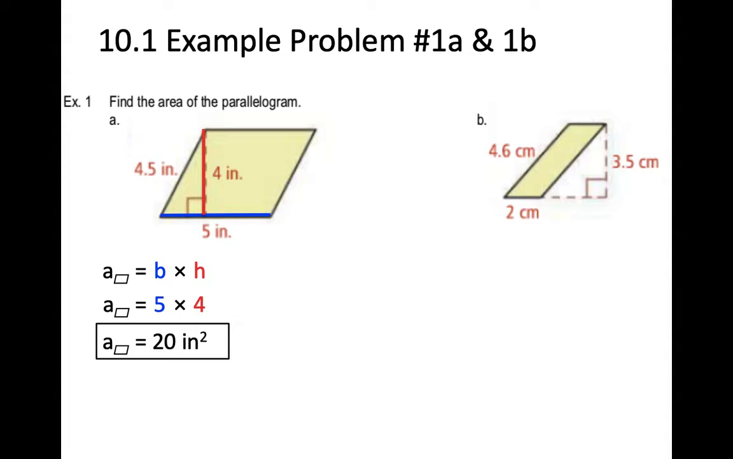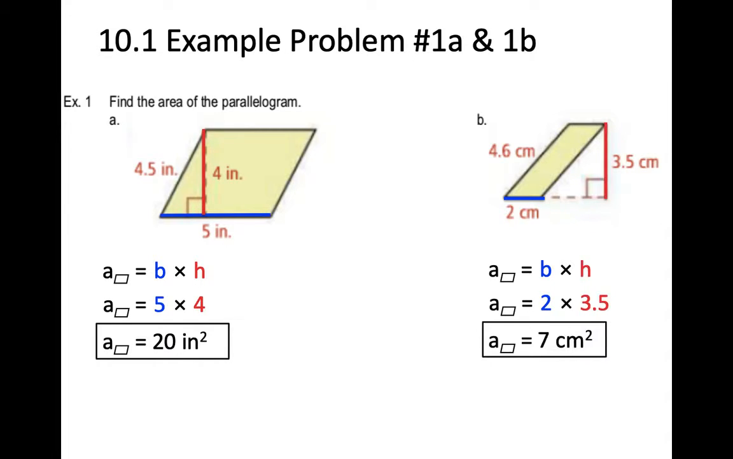For this 1b, once again I have a base. In this case the base is 2, and the height is the line that is perpendicular to the line containing the base, and that would be in this case 3.5. Multiply those together and I get 7, and the units would be square centimeters.